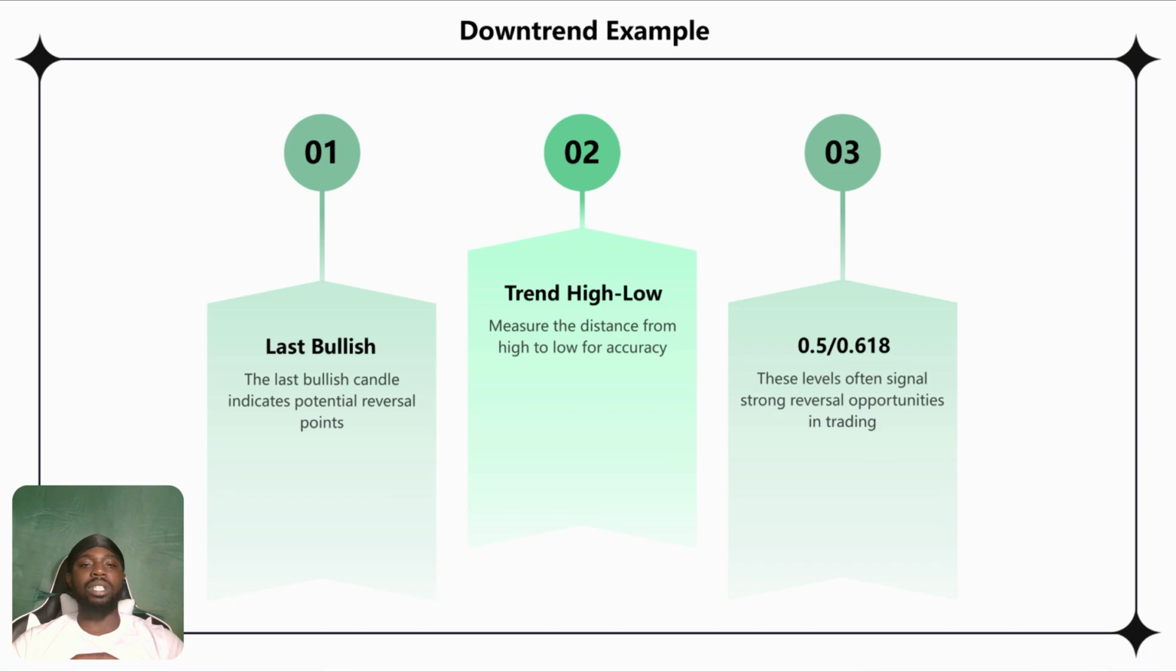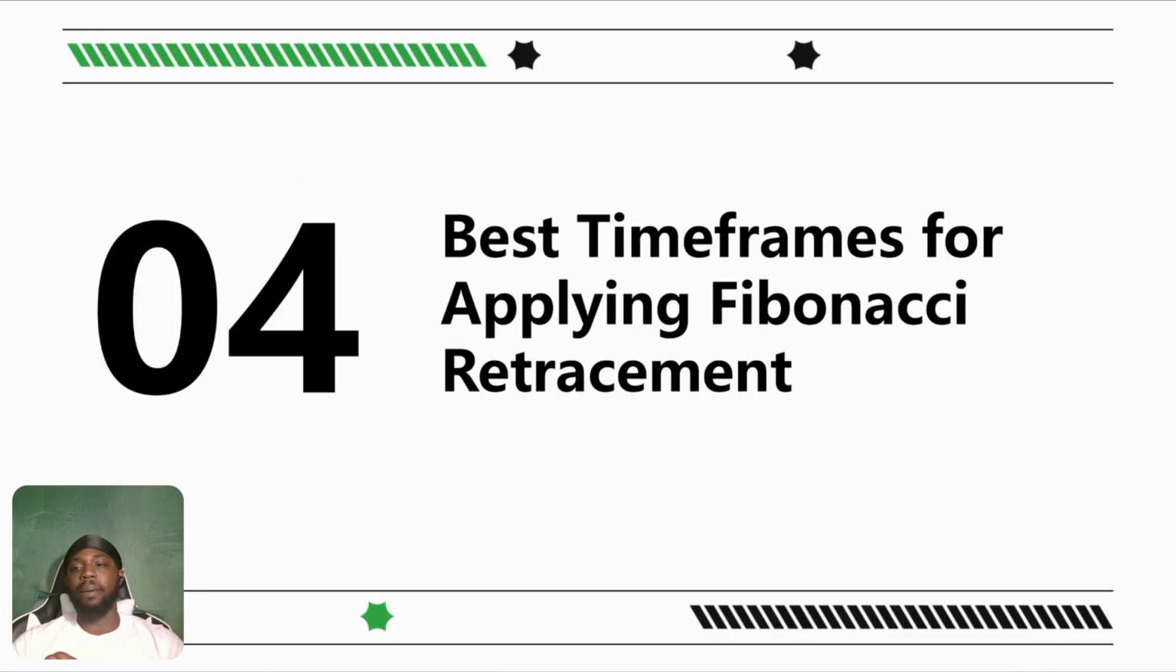This is another downtrend example. We have the last bullish candle indicates potential reversal points, trend high and low. Measure the distance from high to low for accuracy, 0.5 to 618. These levels often signal strong reversal opportunities in trading.